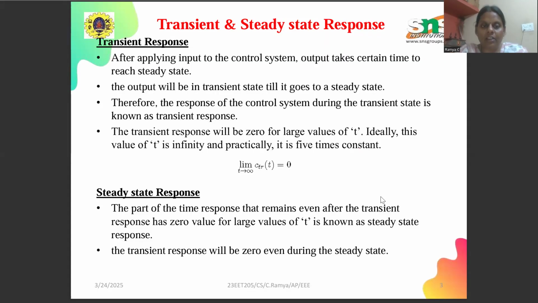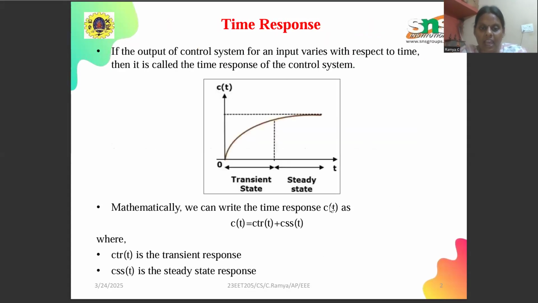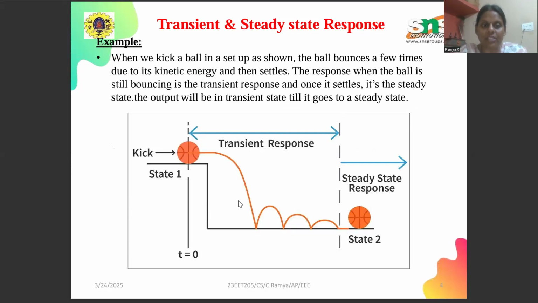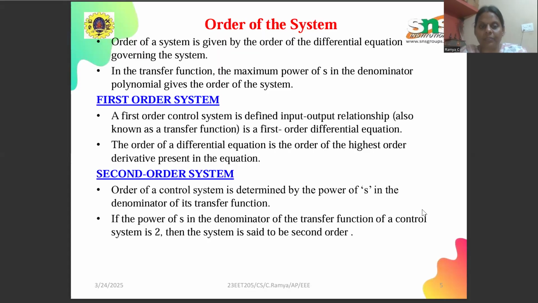In the same way, what we explained with this graph, we can relate with the example of this ball, how it transferred from state 1 to state 2. It has some bouncing state, which we are naming the transient state, and after some bouncing, it gets settled, which we are naming the steady state response.